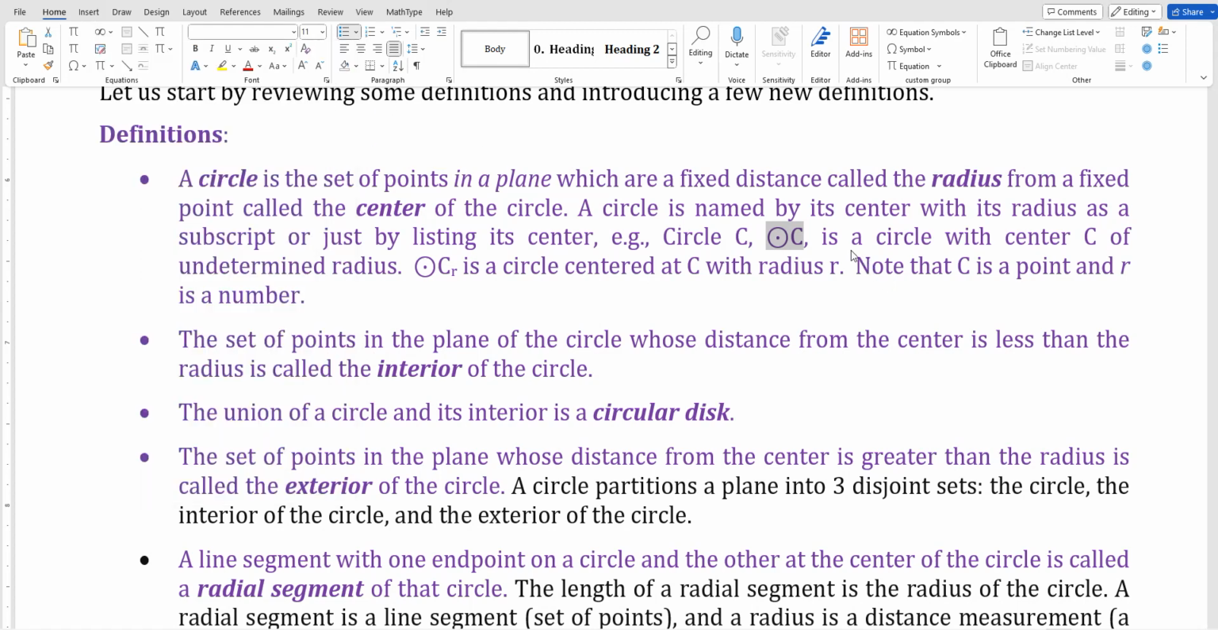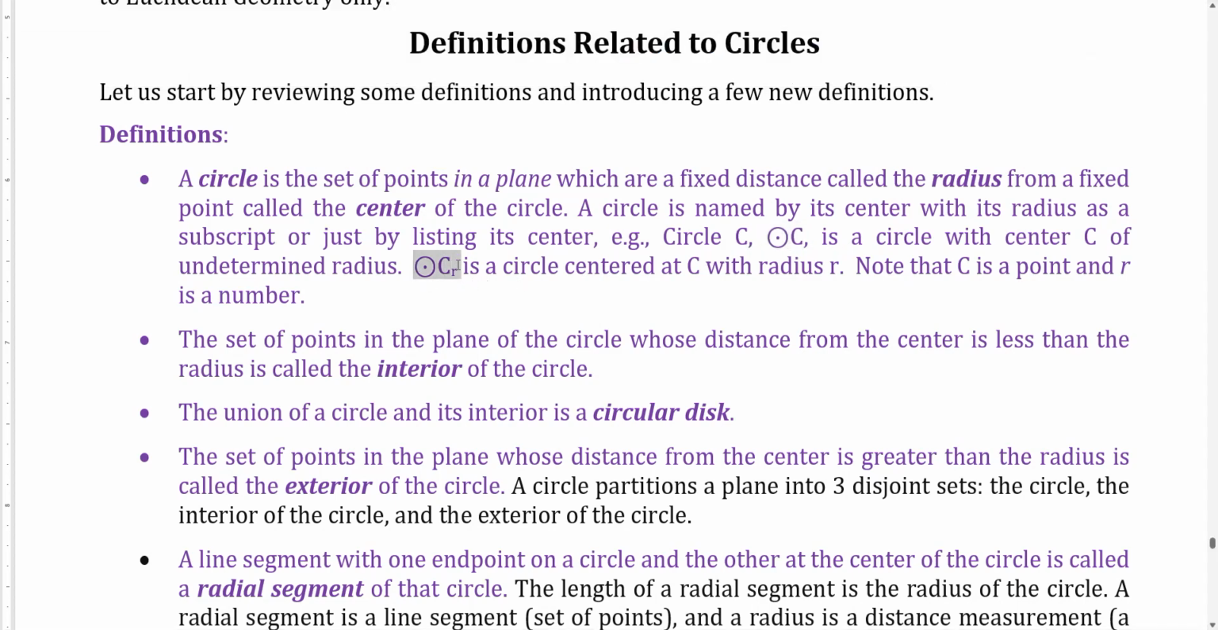Okay, and that's a circle with center C. It's not determined what the radius is if you say that. But if we do this symbol and then put a subscript R, that's a circle with center C, but its radius is R. Notice that C is a point and R is a number. R is a positive number, actually.